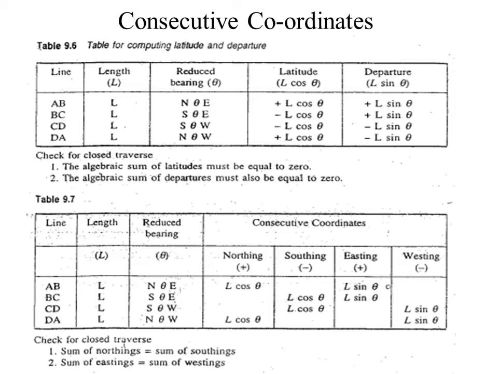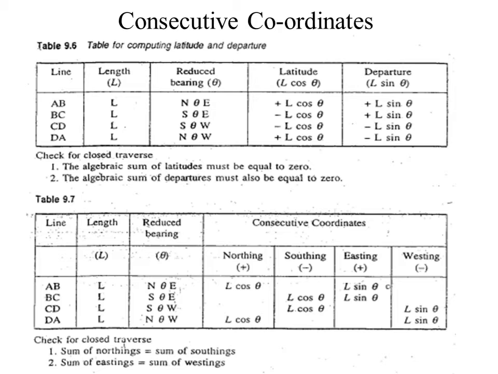Similarly, when I consider the third line, that is line CD having the reduced bearing S theta W, then in the third quadrant the latitude and departure both are negative, therefore I have to enter the value of latitude in the southing column and value of departure in the westing column. Therefore, I will write L cos theta in the southing and L sin theta in the westing. Similarly, if I consider the next line, say DA, having the reduced bearing N theta W, then the latitude of the line is L cos theta because it is measured towards north and it is always positive.